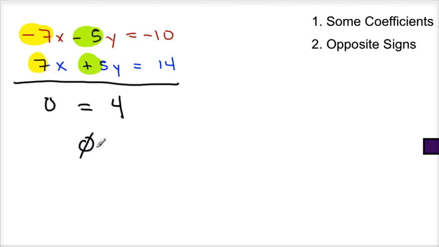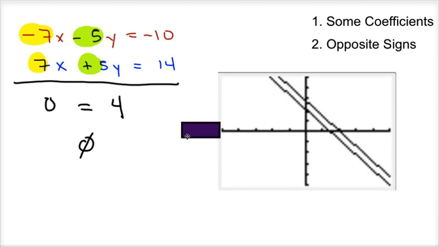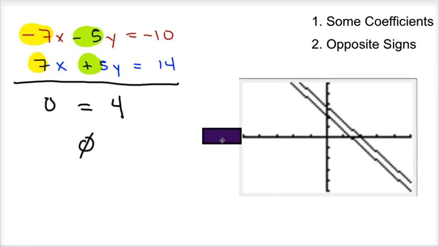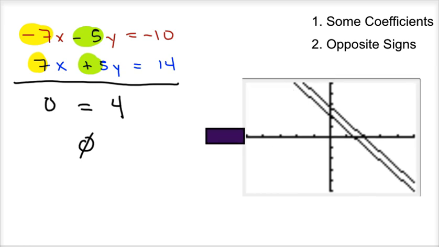Okay? So two lines that do not intersect. Two lines that do not intersect are two lines that are what? What's the relationship between these two lines? Parallel. They're two parallel lines. So two lines that do not intersect are parallel lines. Okay, so these two equations have the same slope. They have a different y-intercept, but they have the same slope. Let's look at another one.